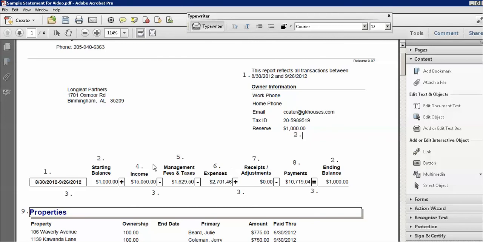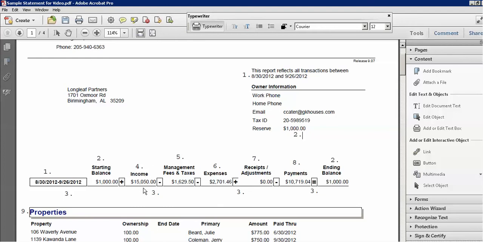Section 3 is this whole section right here. This section is a snapshot of the rest of the statement. Each number in the line will tie to the totals of each section below. So if you have income right here, management fees, we'll go through all this, but each one of these is going to tie to some subsection below.